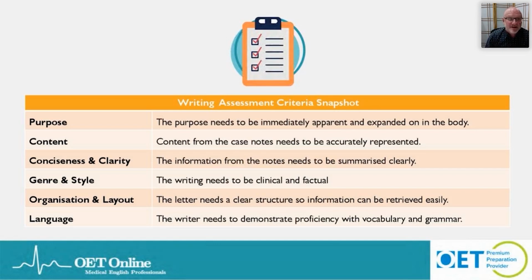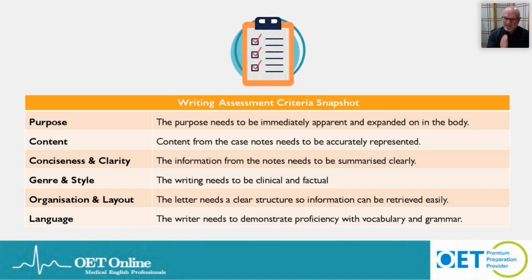In terms of conciseness and clarity, two things there. You need to be able to select the right information, but also you need to be able to present it in a concise manner. And clarity is important as well. You don't want to use too much fancy structures or emphatic language. It's got to be really quite factual and clinical, as we will see more in a moment.